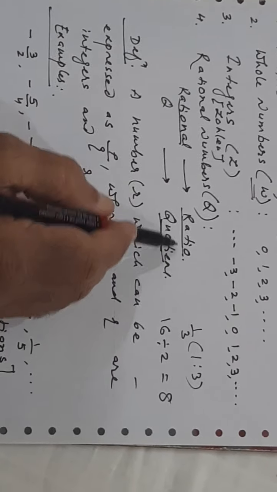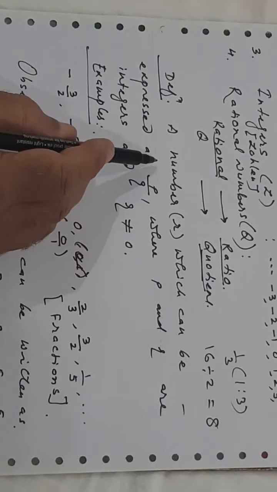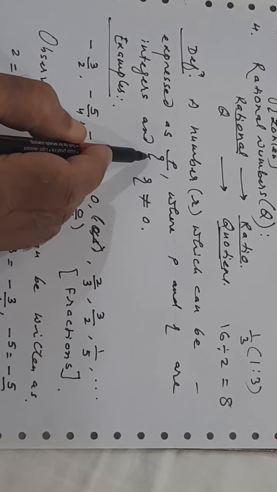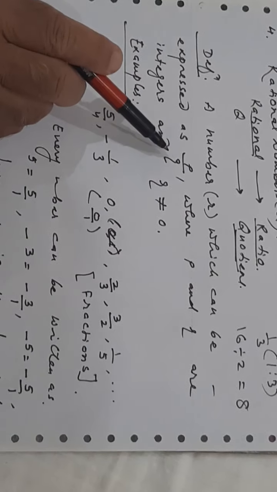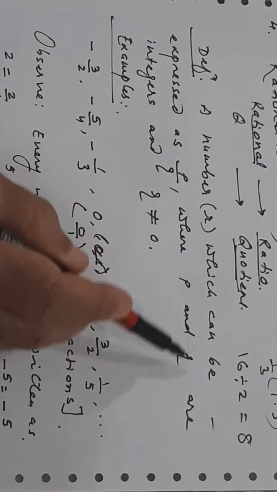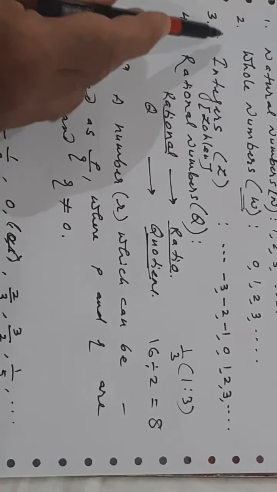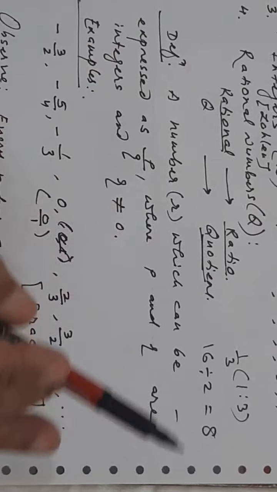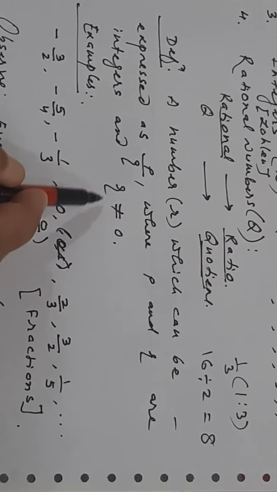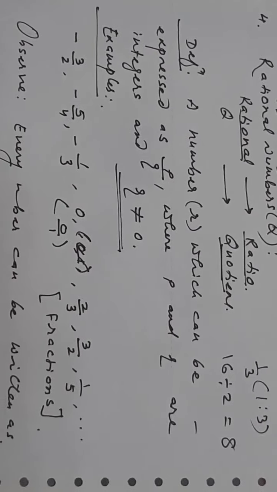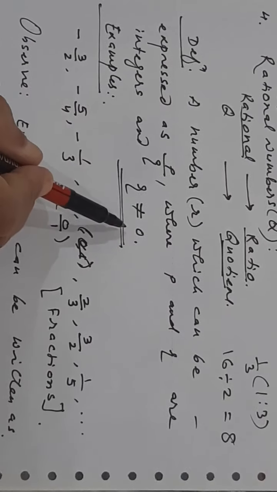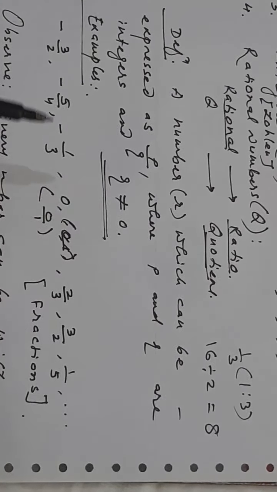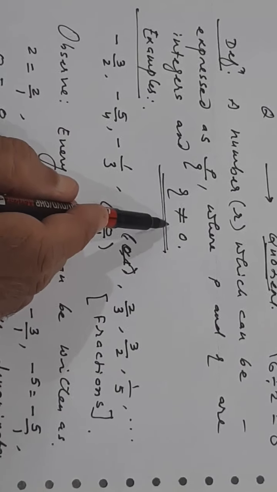So Q is quotient. Now the definition of a rational number: a number which can be expressed as P upon Q, where P is the numerator and Q is the denominator, and P and Q are integers. Integer means there can be negative numbers, there can be 0, there can be positive numbers. Another very important thing is that Q should not be equal to 0. P can be 0, but Q should not be equal to 0. If Q is 0, then it becomes meaningless. That number does not exist. Therefore, the denominator should not be 0.